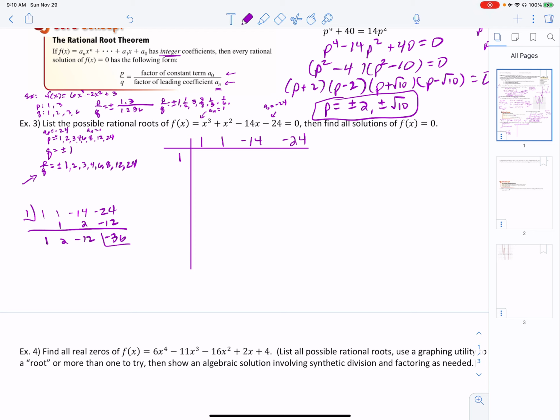But instead of doing all this, I am just going to do it in my head. If I bring down the 1, 1 times 1 is 1, plus 1 is 2. 1 times 2 is 2, plus a negative 14 is a negative 12. 1 times negative 12 is negative 12, plus negative 24 is negative 36. So I'm just doing synthetic division, but without writing all of the work down. Well, that didn't give me a 0.